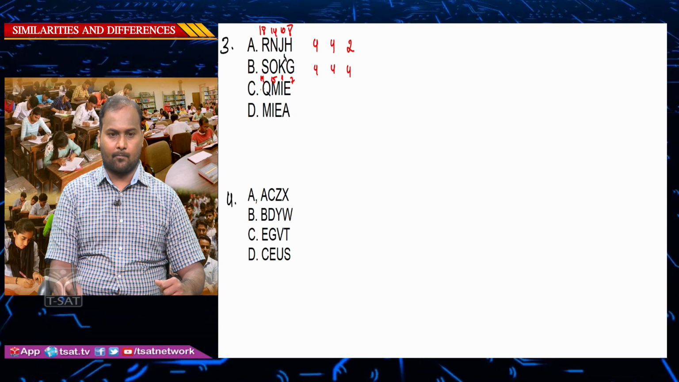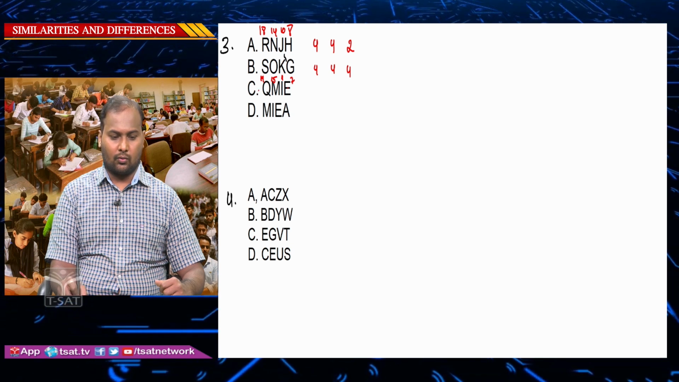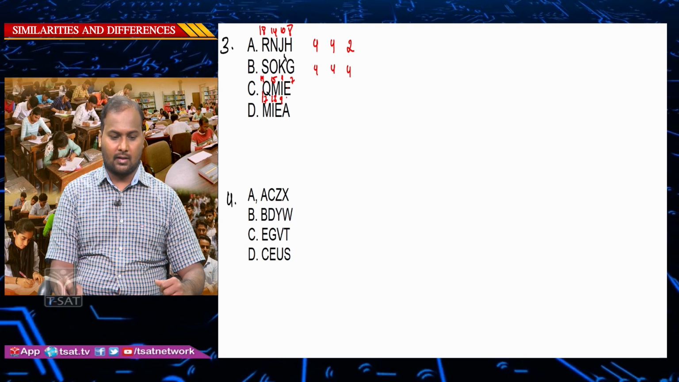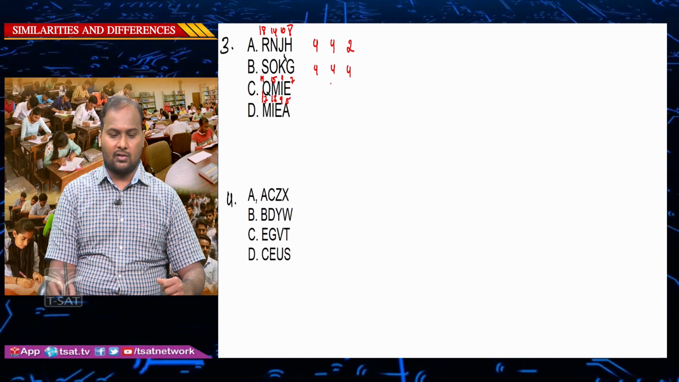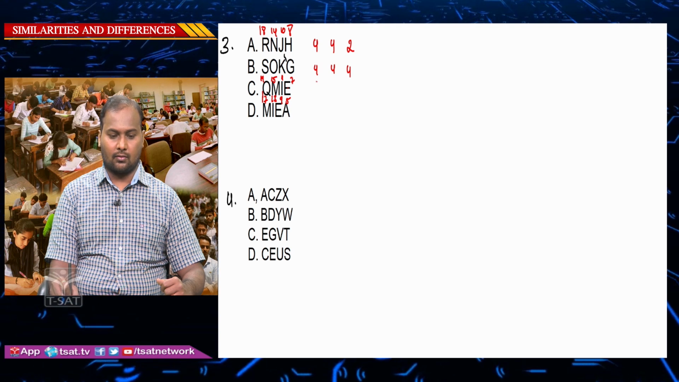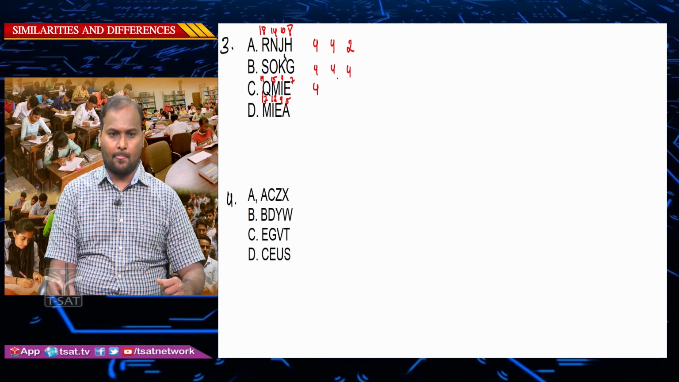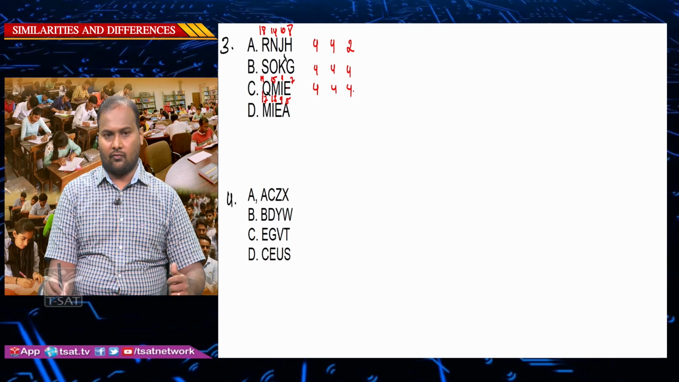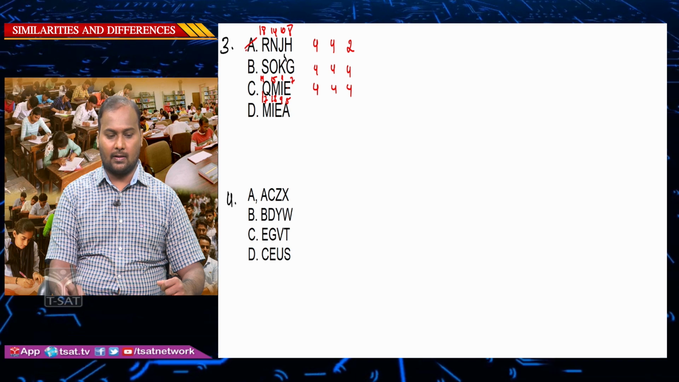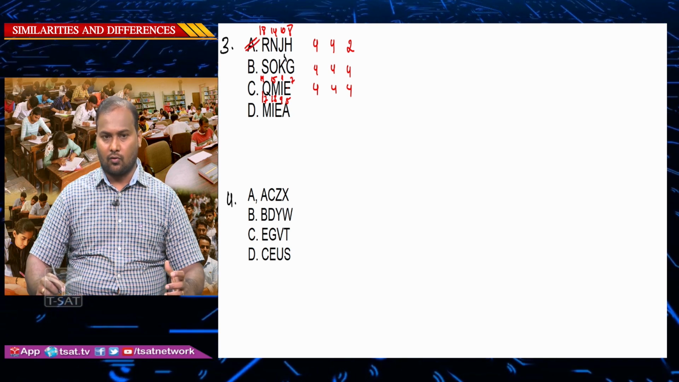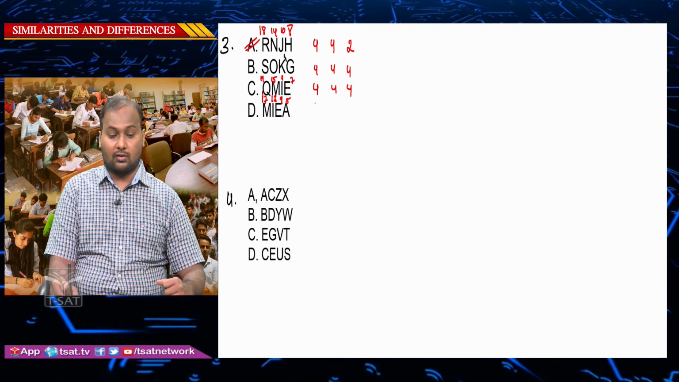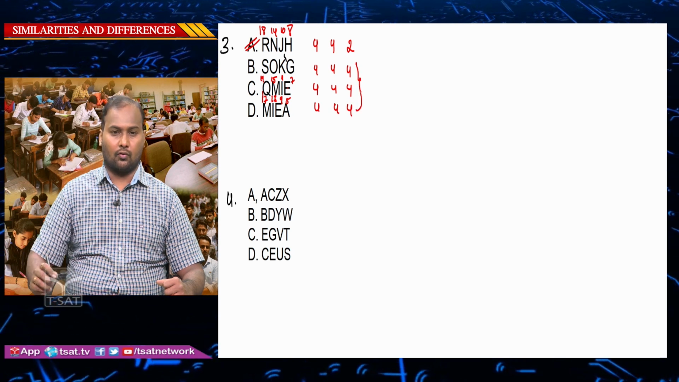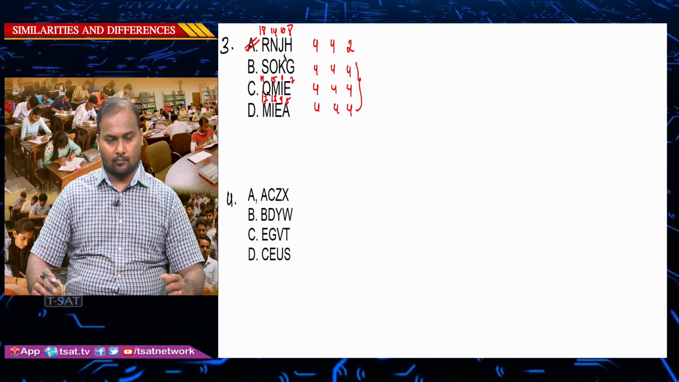Now come to option C. In coding and decoding, Q is 17, M is 13, I is 9, E is 5. The difference between Q and M is 4, M and I is also 4, I and E is also 4. So obviously, what is your answer? The answer is option A, because it is 4, 4, 2, and the remaining three options have the similar difference of 4, 4, 4.